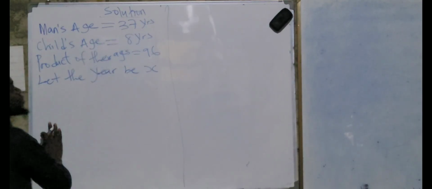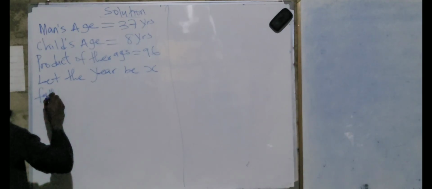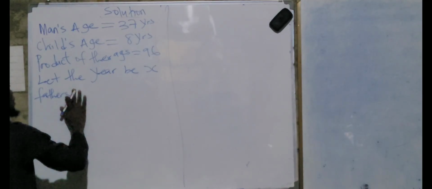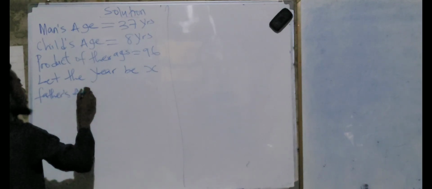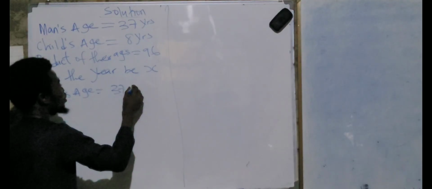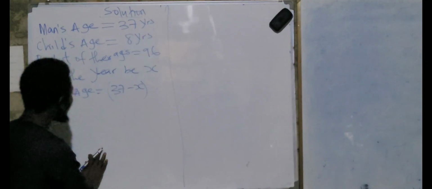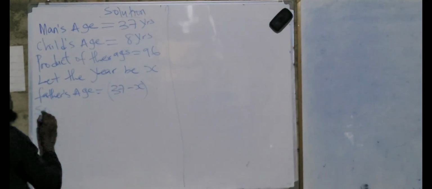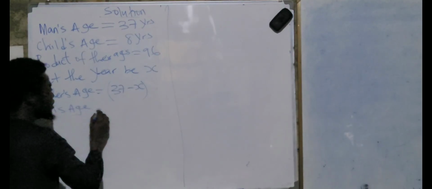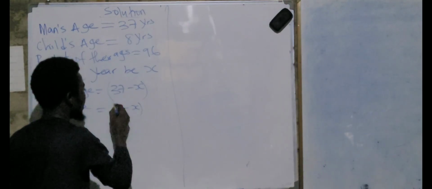What do you have now? Man's age again, or father's age? Father's age. Father's age now is equal to what? Now we have 37 minus what? Minus X years. Are we okay now? Next we have the son's age. Son's age is now equal to what? 8 minus what? Minus X, right?